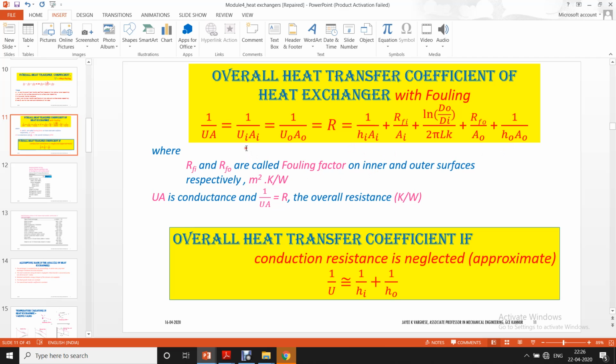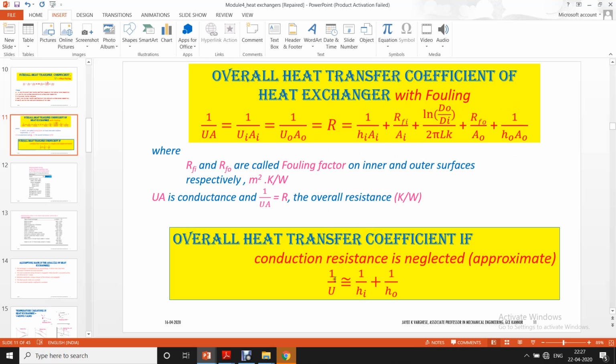So if you want to calculate overall heat transfer coefficient based on the inner surface, this relation is to be multiplied with Ai. And if you want to calculate the same overall heat transfer coefficient based on the outer surface, this relation is to be multiplied with Ao. So we can suitably do that.